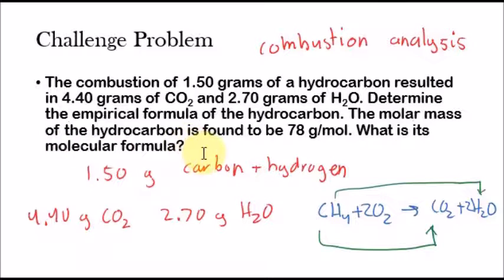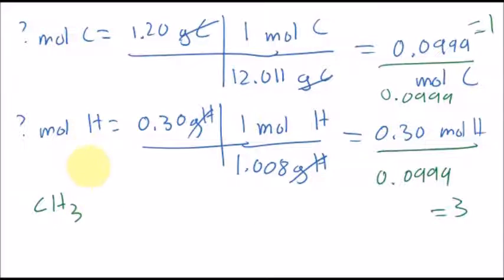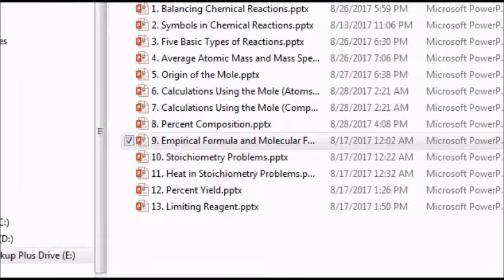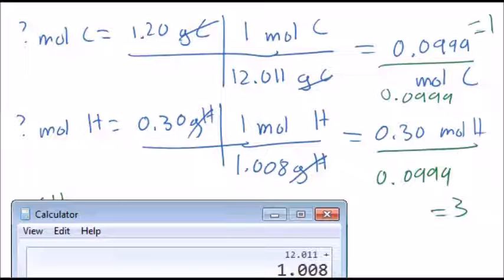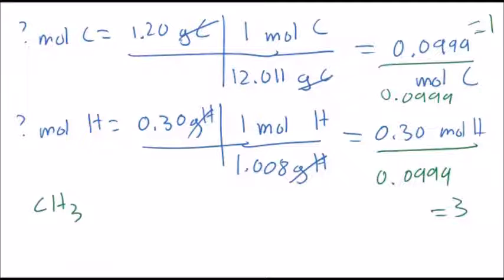So the molar mass of the hydrocarbon is 78 grams per mole. So let's find out what the molar mass of the empirical formula is. You should already know how to do that, so go ahead and do that on your own. But what we should get is 15.035 grams per mole. Then we can go ahead and divide what we had here, which was 78 grams per mole.